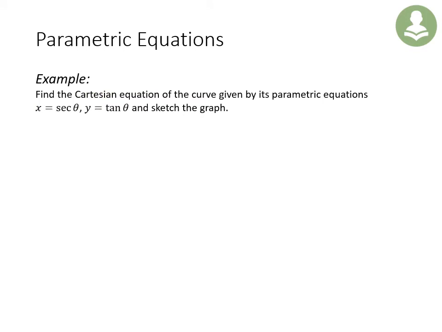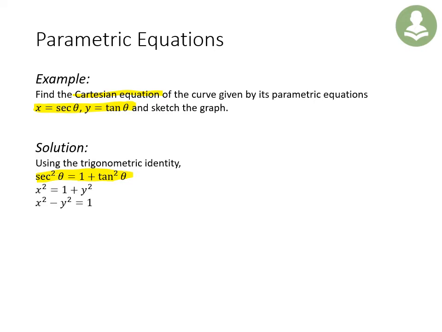We shall now find the Cartesian equation of this set of parametric equations, and we notice that this set is of a trigonometric form, and because of that we need to use a trigonometric identity to give us the relationship between x and y. So I am going to rewrite both equations, substituting secant theta as x and tangent theta as y, placing it into the identity, and that's the Cartesian form that you have.